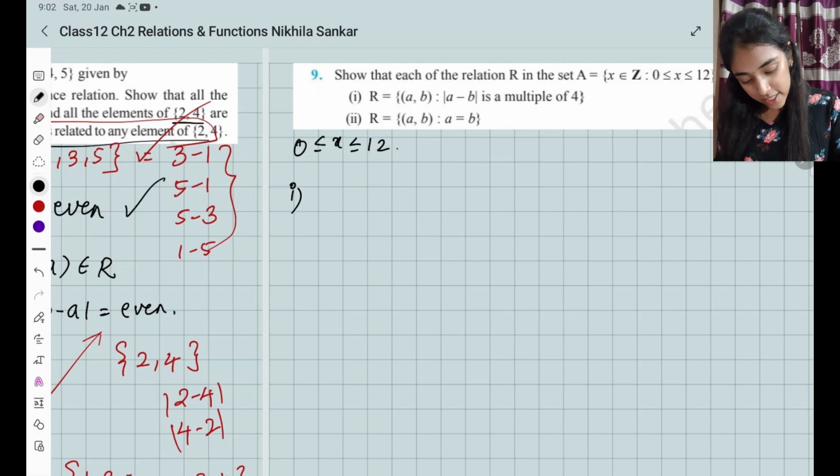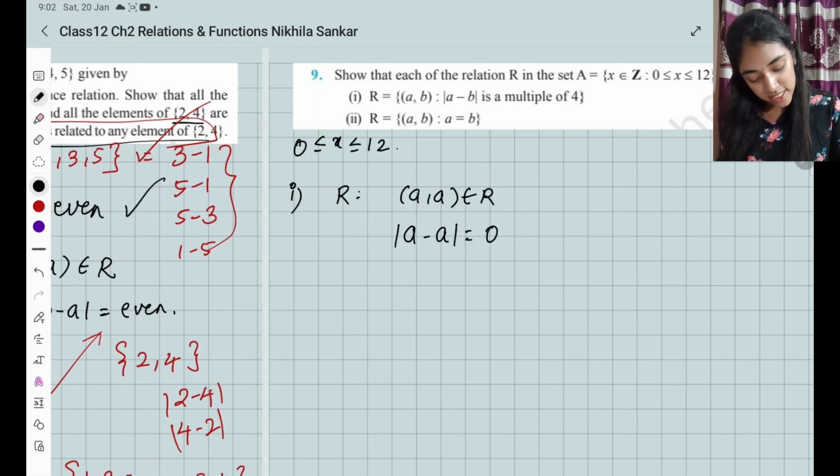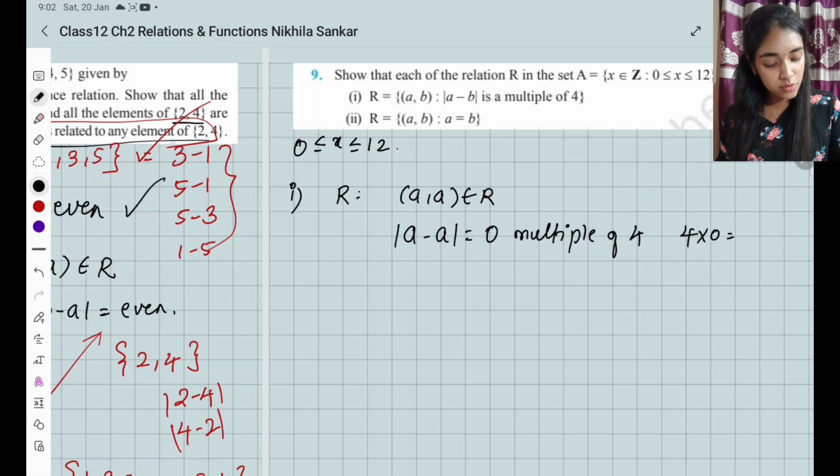Okay, so now first question, multiple of 4. For reflexive relation you have a comma a belongs to R, which means the absolute value of a minus a, which is 0, is a multiple of 4, correct? 4 into 0 is going to be 0. So definitely 0 is a multiple of 4. So this is going to be a reflexive relation.